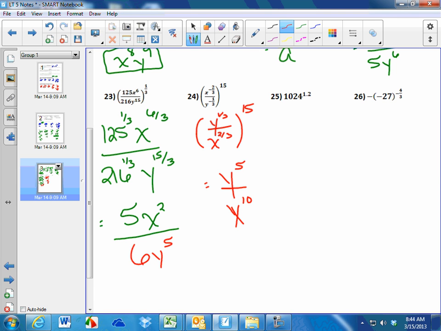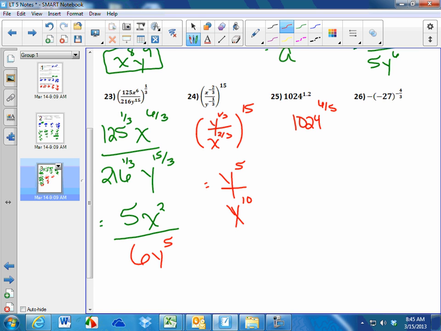Now these last two are the two that I think we might want to lean on the calculator just to do some multiplication. All right? 1024 to the 1.2. You recognize the decimal? Not 3/2, because that would be 1.5. Fifths are 0.2s, 0.4s, 0.6s, so it's going to be a fifth. It's 6/5. 1024 to the 6/5.